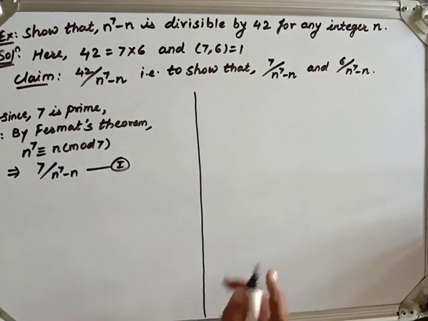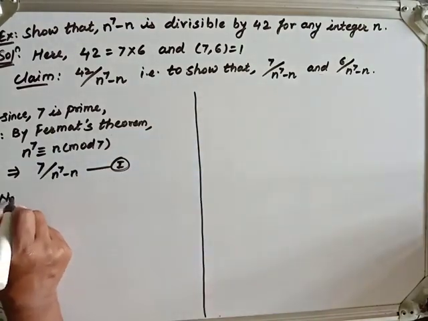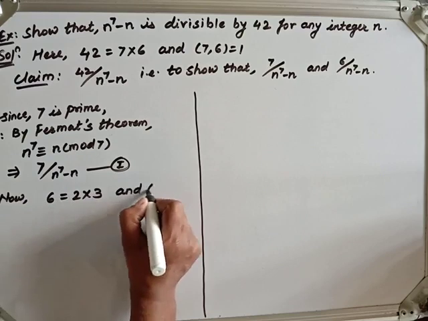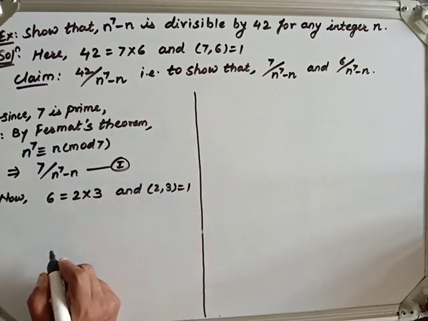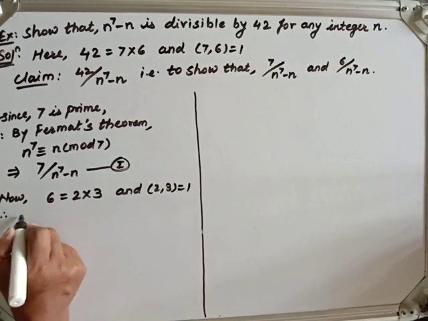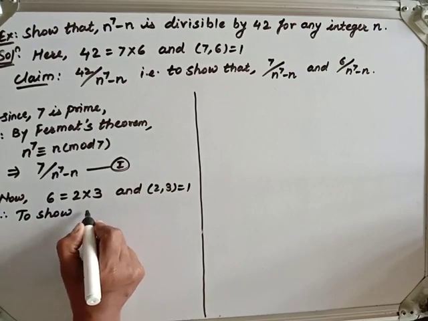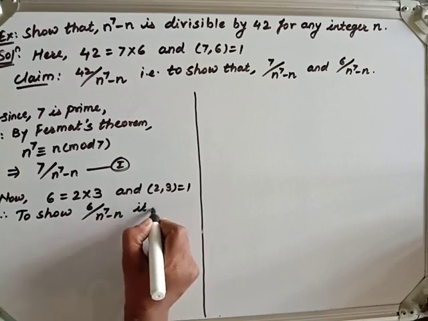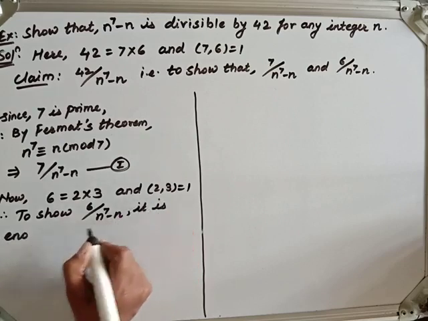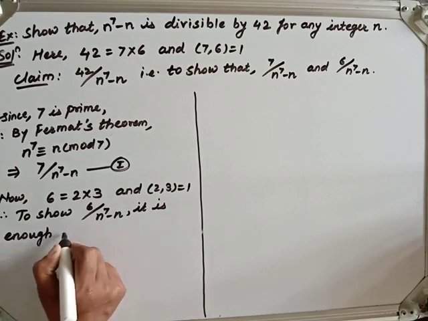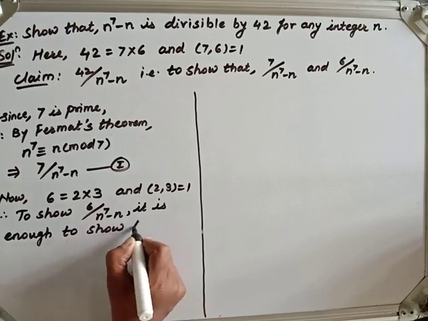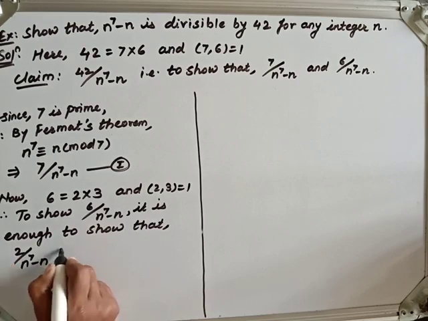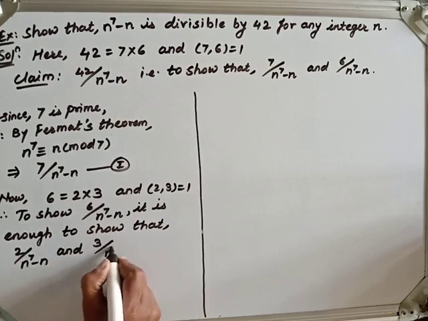Now, let us go for this part. Now, 6 is not prime. So, 6 will be written as 2 multiplied by 3. And we know 2 and 3 are relatively prime. Therefore, to show 6 divides n raised to 7 minus n, it is enough to show that 2 divides n raised to 7 minus n and 3 divides n raised to 7 minus n.